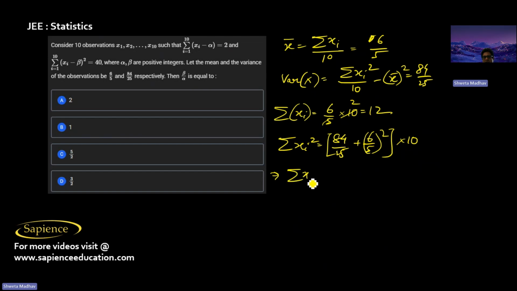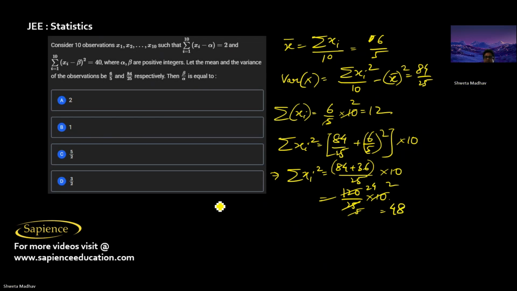It means summation xi square is equal to 84 plus 36 by 25 into 10. So this will be 84 plus 36, 36 plus 4, that is 40, 40 plus 50, that is 120, 120 by 25 into 10. This will be 5 into 5, 5 to the 10, 5 to the 20, so this is 48. So now therefore summation xi minus alpha is equal to 2.